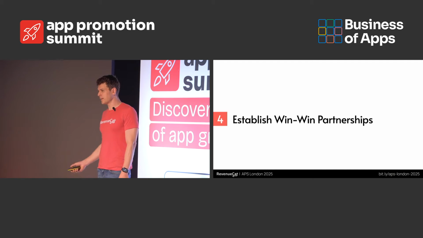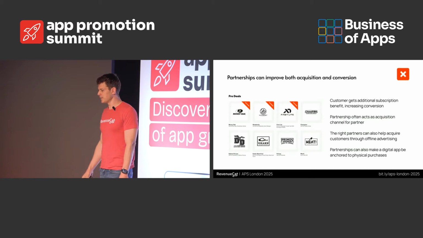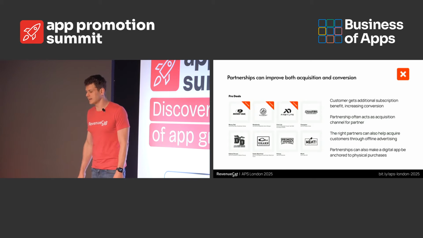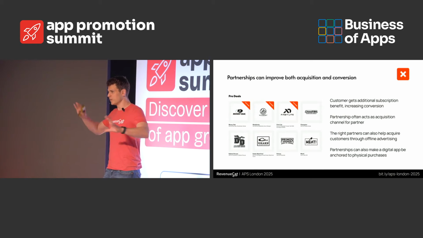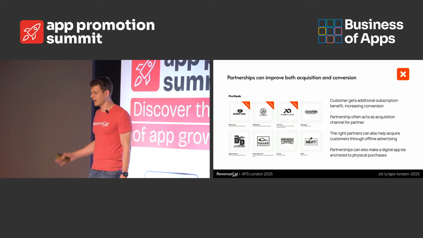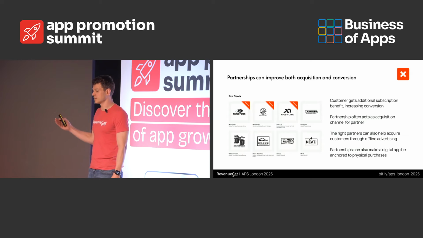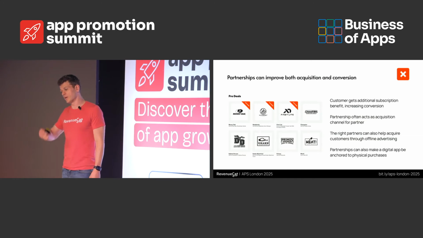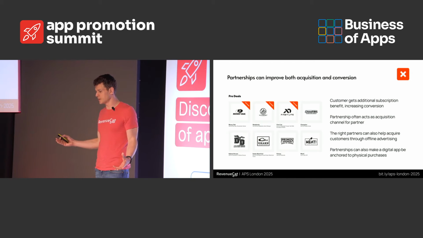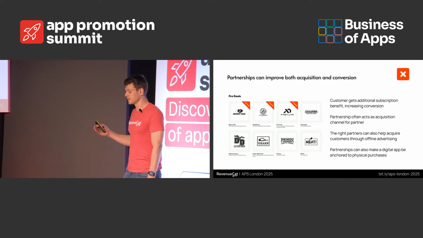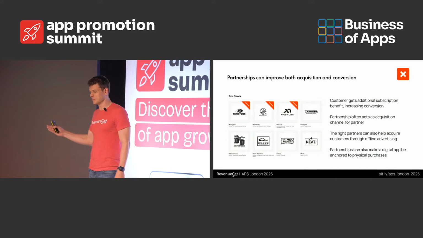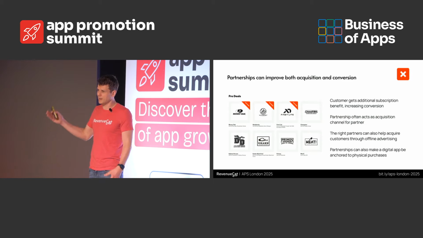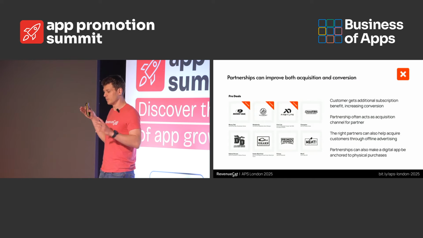Number 4, establishing win-win partnerships. This is an example here from Onyx, the hunting app. They have a pretty broad set of partners where customers get additional subscription benefits in real life, like discounts to these partners. This obviously is firstly a tool to increase conversion, but also, because these partnerships often act as an acquisition channel for their partner, you might get this kind of partnership for free.